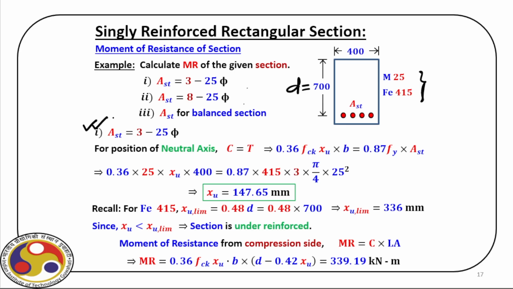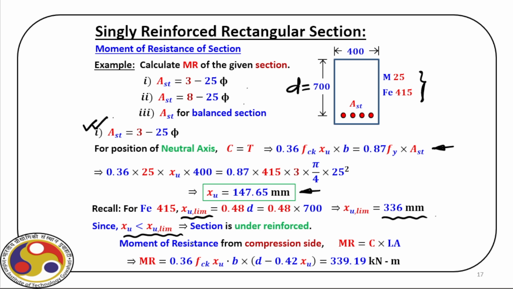So the first case, Ast is equal to 3 25 bars. The position of the neutral axis, again we figure out using the same equation, C equal to T. And what we get is xu in this case, based on the given information, is 147.65 millimeter. Now for Fe415 steel, again you recall xu limit we have already obtained. xu limit is in this case 336 millimeter. So what we get, xu is less than xu limit, and therefore it is an under-reinforced section.